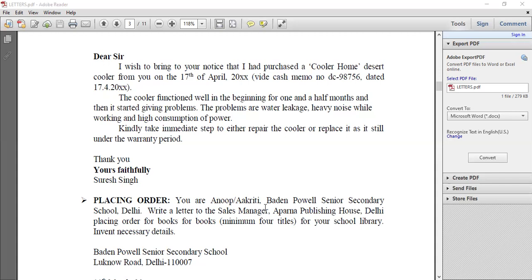Kindly take immediate steps to either repair the cooler or replace it as it's still under the warranty period. So thank you, yours faithfully, Suresh Singh, the sender's name. The signature also will be mentioned if you wish. So likewise, we need to prepare a complaint letter. It is a model. Based on that, whatever you wish, you can improve and improvise, and you can write.